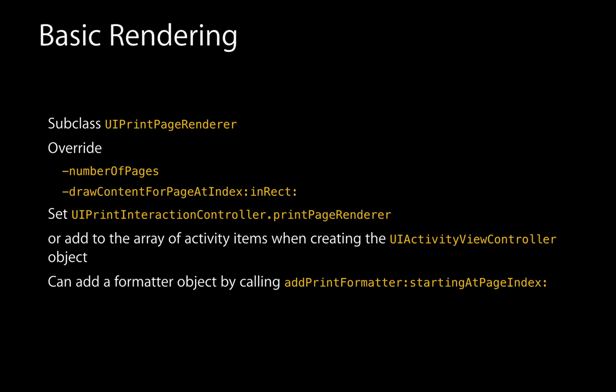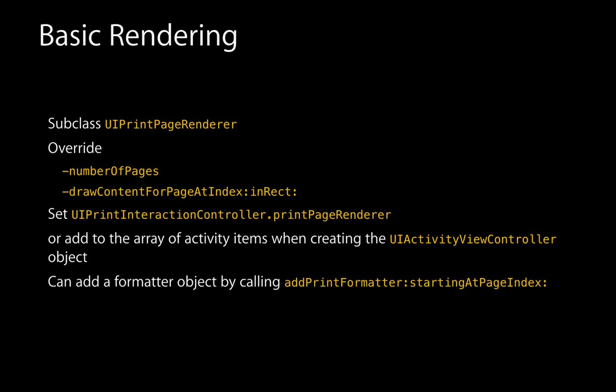So you'll subclass UIPrintPageRenderer, and like I said, at a minimum you'll override numberOfPages and drawContentForPageAtIndex. It also has a few other methods you can override, like drawHeader, drawFooter, things like that, and those are documented. You'll set the UIPrintInteractionController's printPageRenderer property to be your instantiated object of your custom UIPrintPageRenderer class. Or you can add that object to the array of activity items if you're using the share sheet.